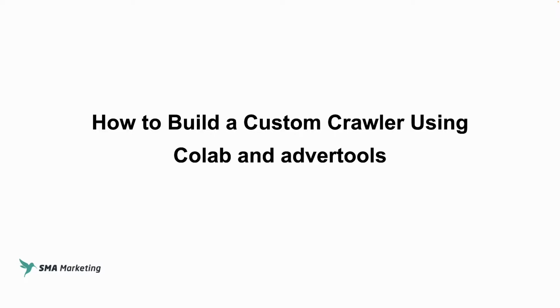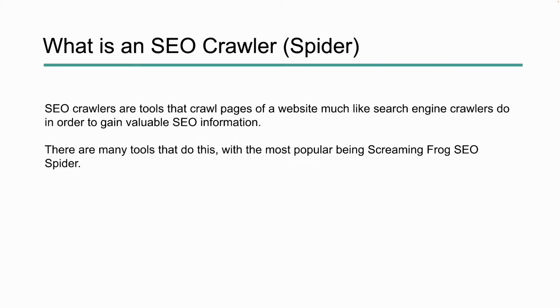All right, so let's look at how we can build a custom crawler using Google Colab as well as the advertools Python library. So what is an SEO crawler, sometimes called a spider? Well, crawlers are tools that can crawl website pages, very much like a search engine would do. And it helps us gain valuable SEO information. It helps us see the website the way that Google or Bing or the other search engines would see our site.